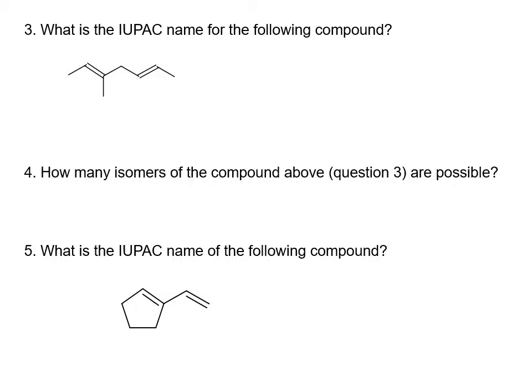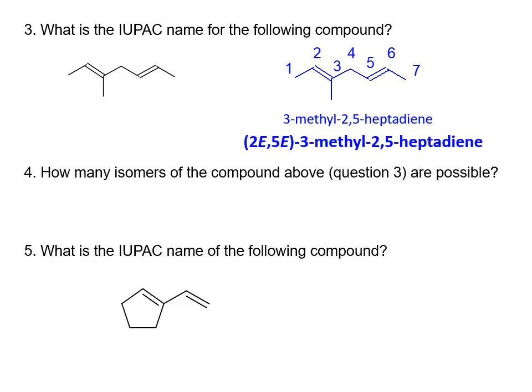So it's going to be 3-methyl 2,5-heptadiene, and then we have to indicate for each double bond, so here the numbering is shown, whether it's E or Z. So it's 3-methyl 2,5-heptadiene, and then the individual double bonds are E. That's because the higher priority substituents in each case are on the opposite side of the double bond. So for each pair of substituents, we have to determine the priority order.